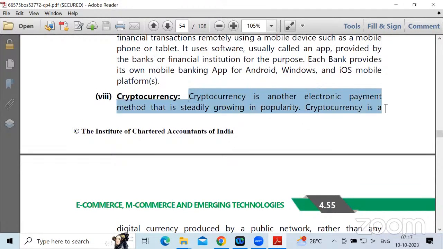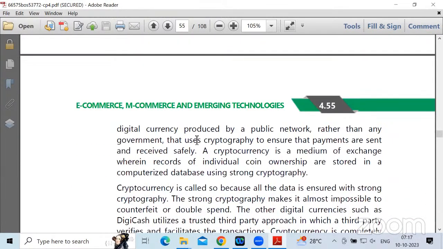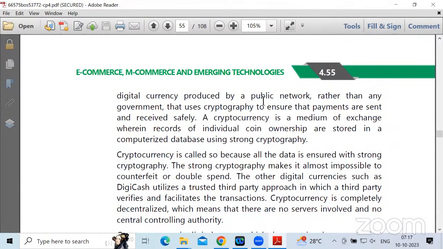Cryptocurrency is another electronic payment method that is steadily growing in popularity. It's a digital currency produced by a public network rather than any government that uses cryptography to ensure that payments are sent and received safely. So we must understand what cryptocurrency is.